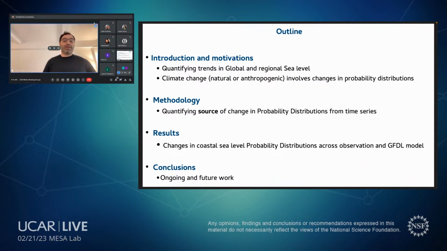I will start with an introduction and motivation, focusing first on global and regional sea level rise, and then I will make the case that, to understand climate variability and change, it is useful to quantify changes in the full probability distributions. I will then propose a methodology to quantify sources of changes in probability distribution directly from time series. And I will show some results focusing on sea level rise as an application across observations, in my case tide gauge data, and the GFDL model. And then I will go through the conclusions if there is time. Next.